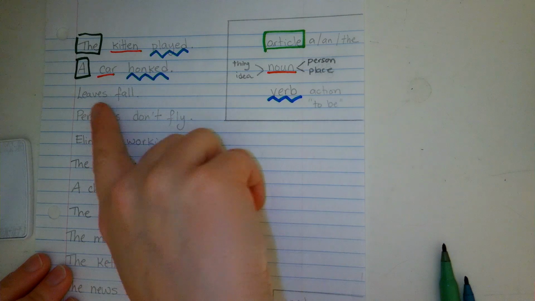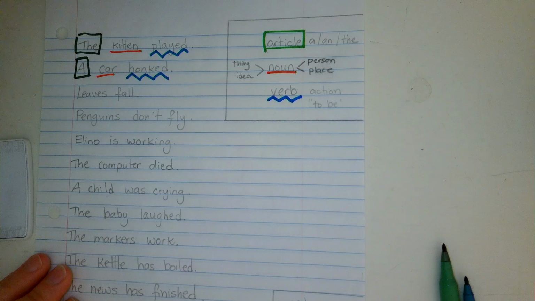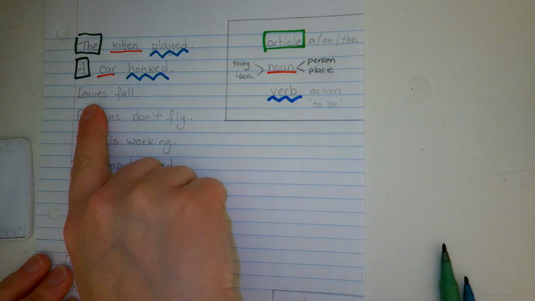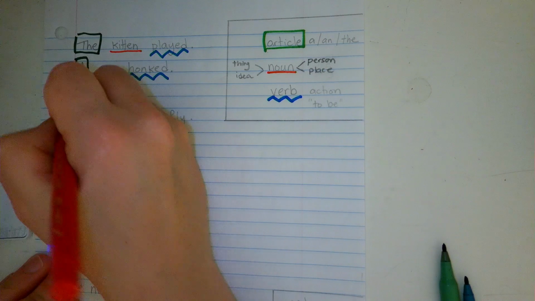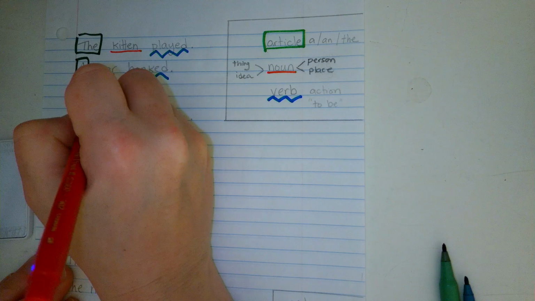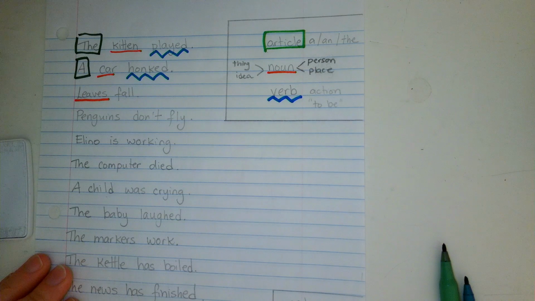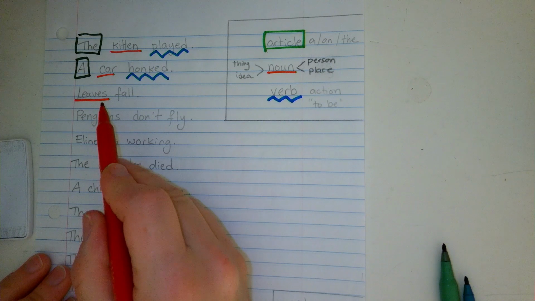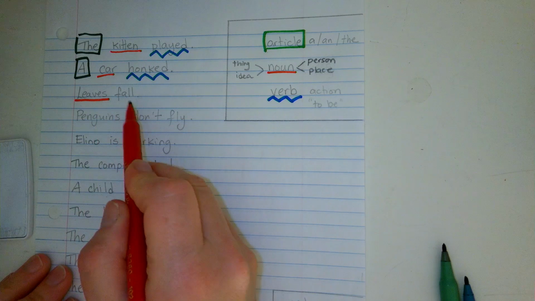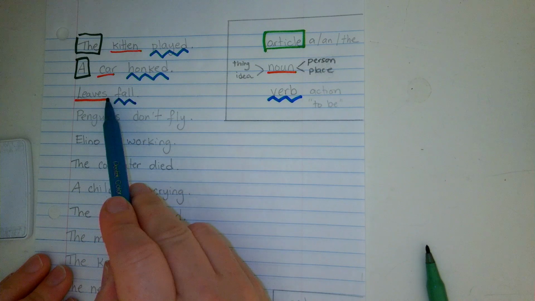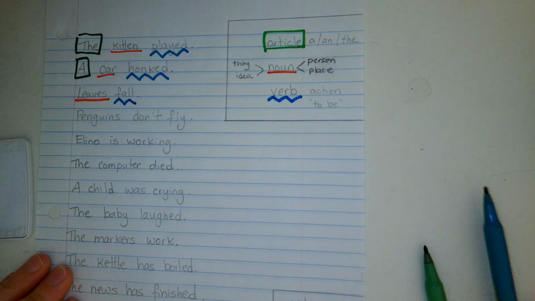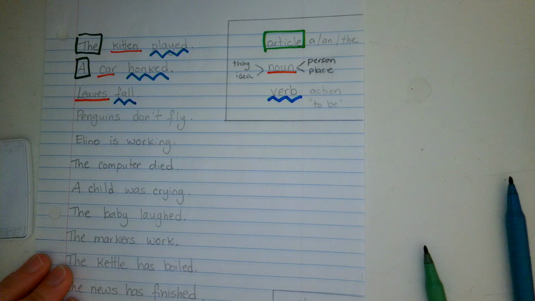Okay, the next one doesn't have an article. That's okay. It has a noun, and this noun has an S at the end. So is this singular or plural? It's plural. Leaves, what do leaves do? They fall. That's an action. So this is a general statement, a fact. Leaves fall. Subject, verb.